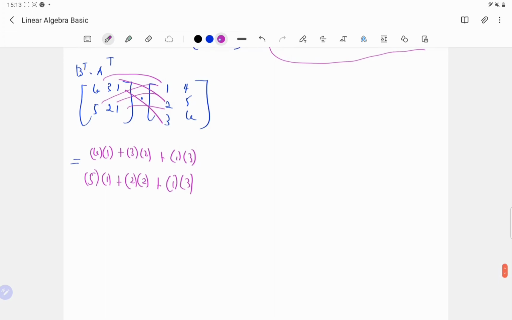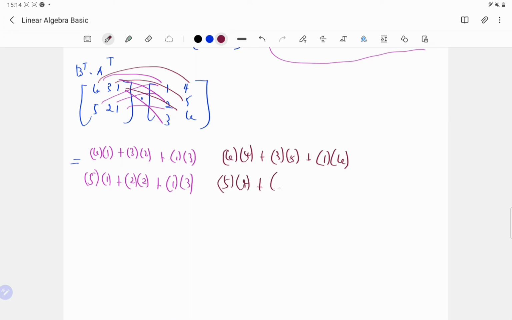For the next column, let's use another color. Okay, 6 times 4 plus 3 times 5 plus 1 times 6, and 5 times 4 plus 2 times 5 plus 1 times 6. So let's do this together. 6 plus 6, 12, 13, 14, 15. 24 plus 15 plus 6, 45. Next is 5 plus 4 plus 3, 12.